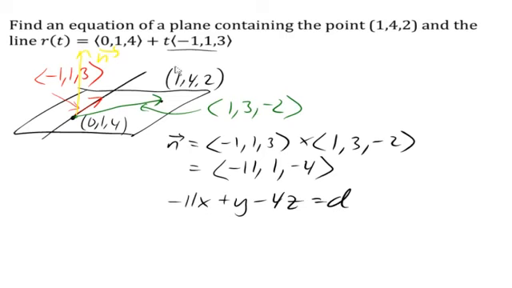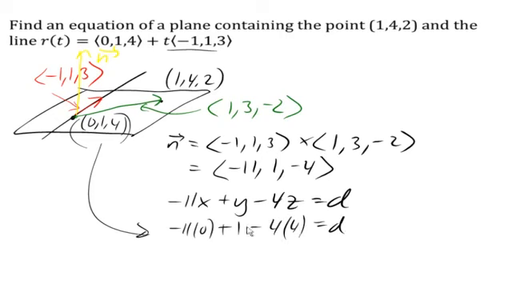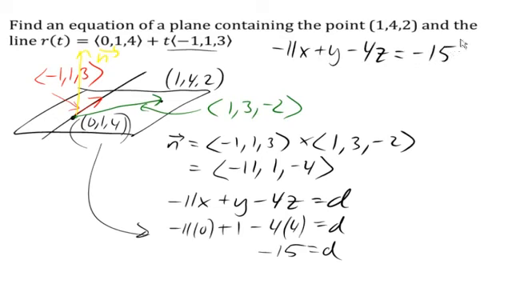I think we'll go ahead and use this one. So plugging this point in, 0 for x, 1 for y, and 4 for z, gives me 1 minus 16, which is negative 15 for d. And so the final equation for my plane is negative 11x plus y minus 4z equals negative 15. And so there is the equation for the plane containing this point and this line.